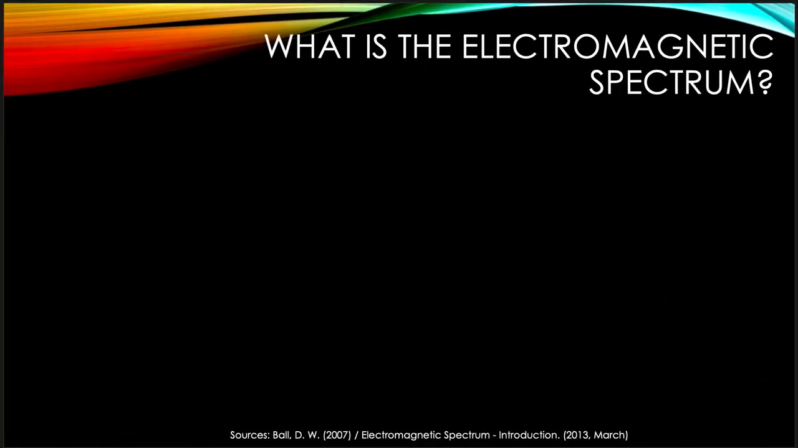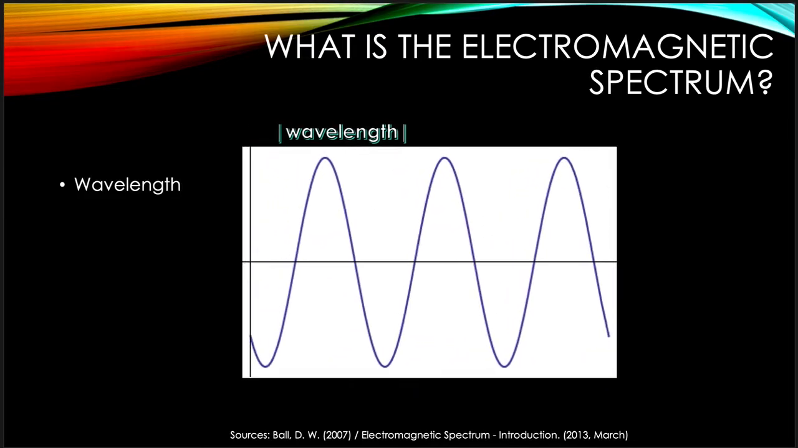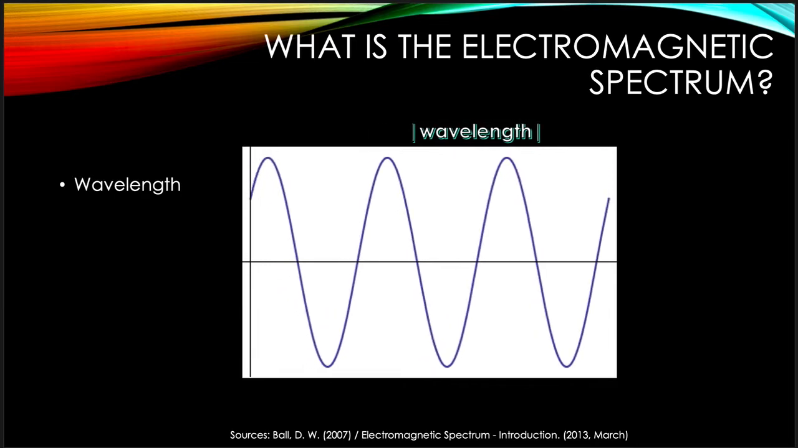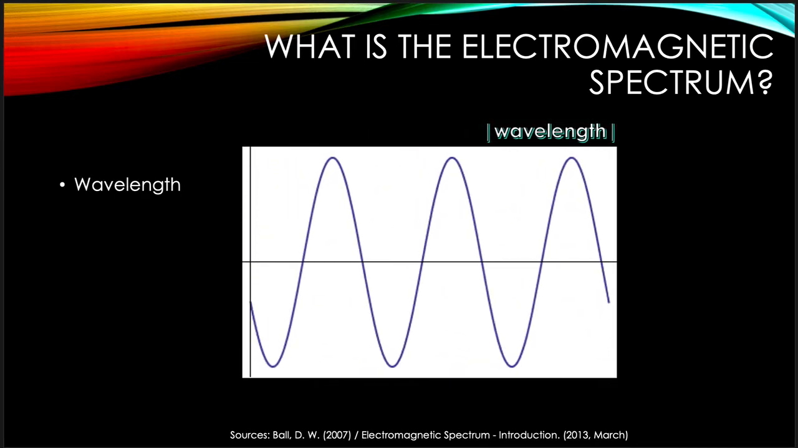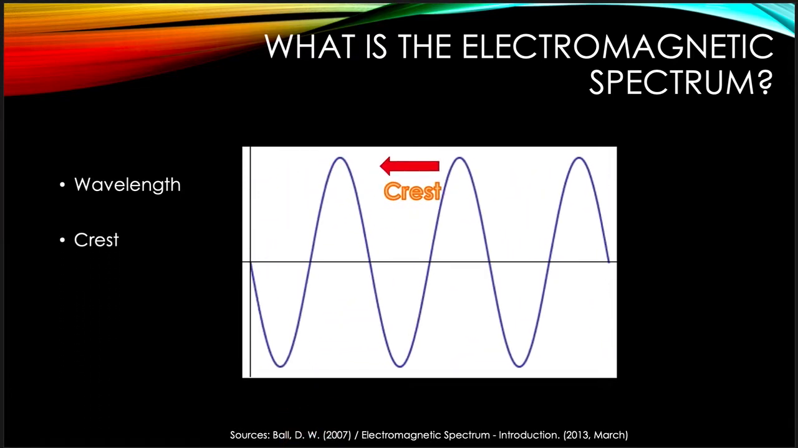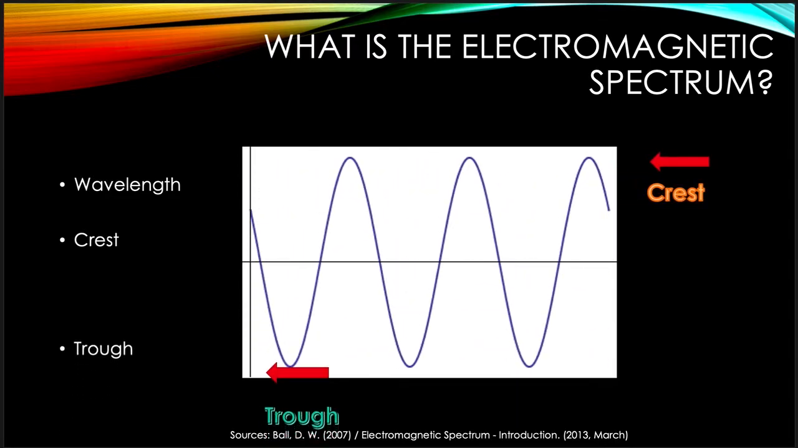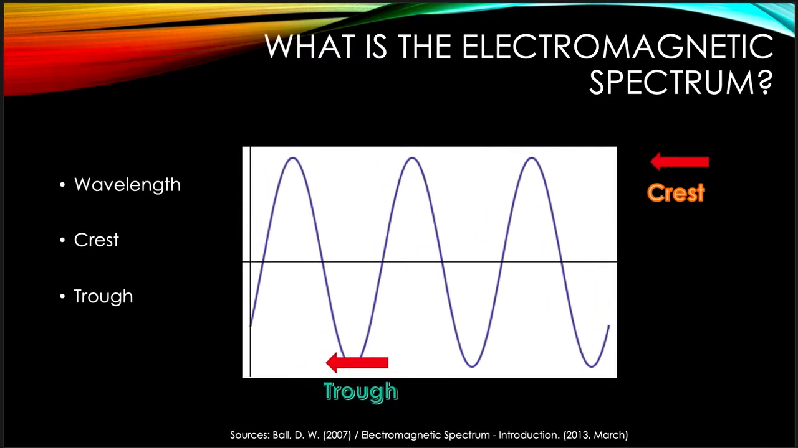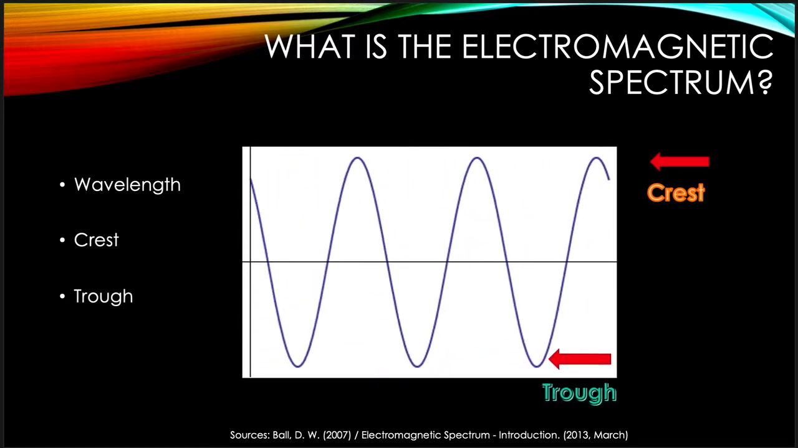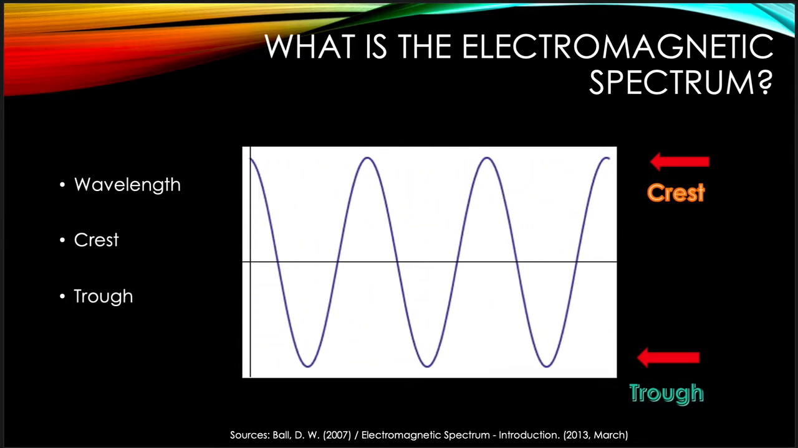So to adequately explain what the electromagnetic spectrum is, there are a few words we need to define to make it easier to understand. First is wavelength. Now, wavelength is a measure between two crests, or peaks, in a waveform. The crest, being the very top of the wavelength, is where you're going to find the peak of that energy. The trough, or the bottom of the wavelength, is where you're going to find the least or low point of that energy form.